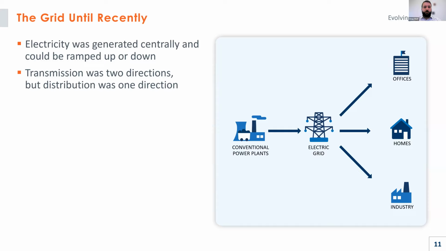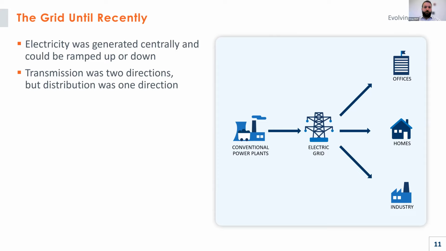The grid from 1884 until recently consisted of large fossil fuel, hydro, and nuclear power plants that generate electricity, transmit it to an area where it's needed, and then distribute it to individual buildings. That transmission could flow in either direction, but distribution almost always went in one direction. Generation would be throttled up or down, as I talked about, based on the voltage, which is kind of funny, because it was originally measured by how bright the light bulb was in the control room.